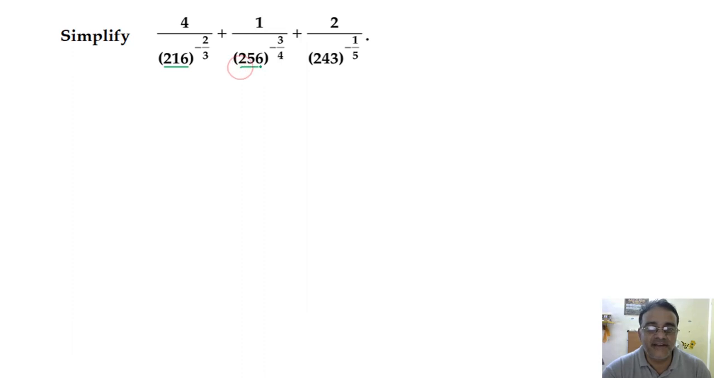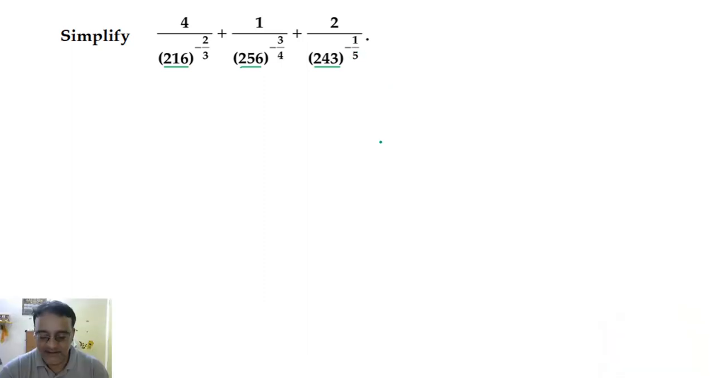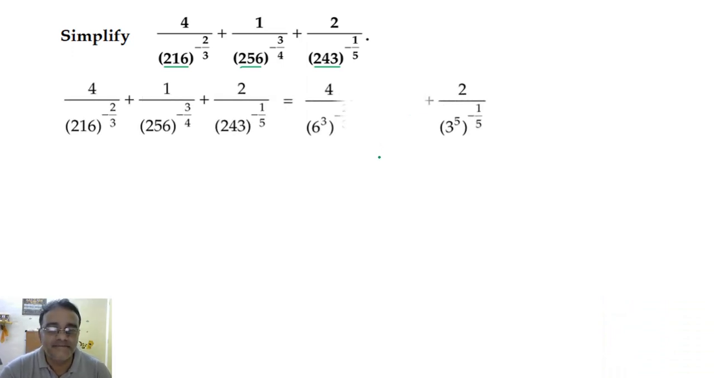And 256 I want to write in power 4. यहाँ डिनोमिनेटर में जो भी रहेगा वही पावर पे लिखना है. So how will you write? 4 to the power 4, sir. Right. And how will you write 243 in power of 5? 3 to the power 5. Okay. So now we are replacing. This is clear to all of you? Yes, sir.